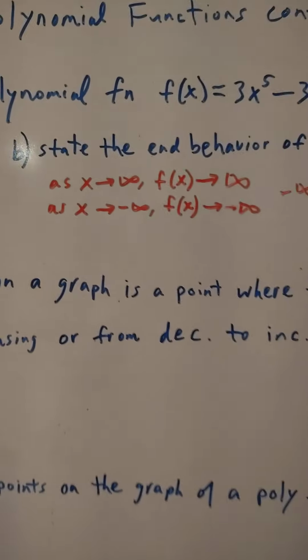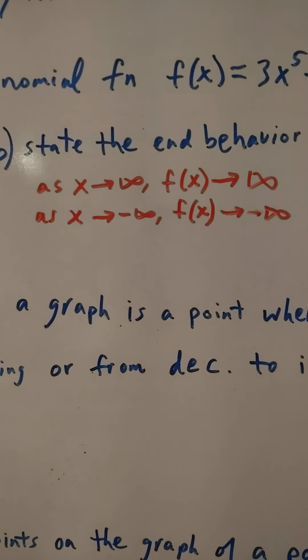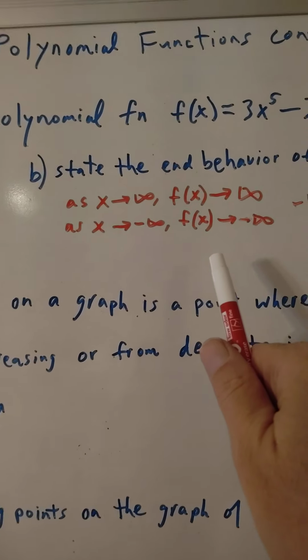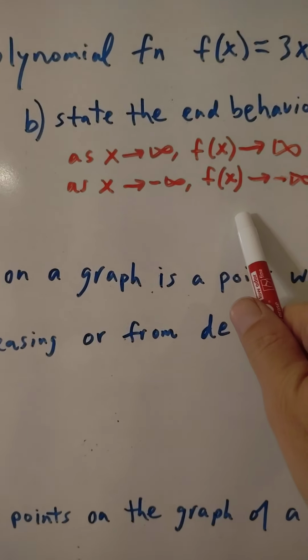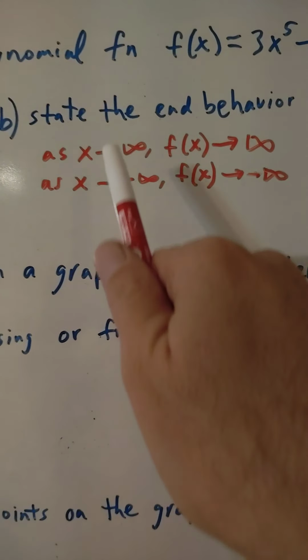And that's done now with the end behavior. I stated the end behavior. Okay, this will always be the end behavior for odd degree power functions, for polynomial functions. If it's an even degree polynomial function, these two, of course, always stay the same.